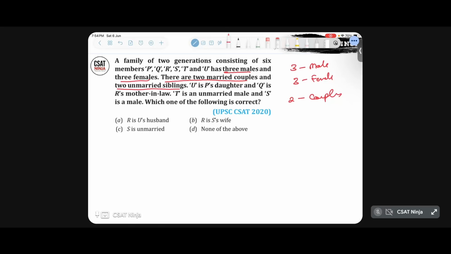Next one. U is P's daughter. That means U is P's daughter. Okay. And Q is R's mother-in-law. Q is R's mother-in-law. R is married to someone and the mother is Q there. Next one. T is unmarried male. That means T is a male member and it is unmarried. Next one. S is a male. That means S is a male member there. Next one is which of the following is correct?